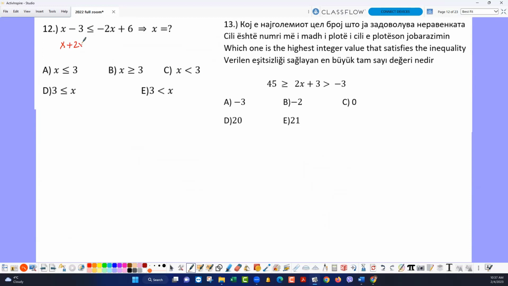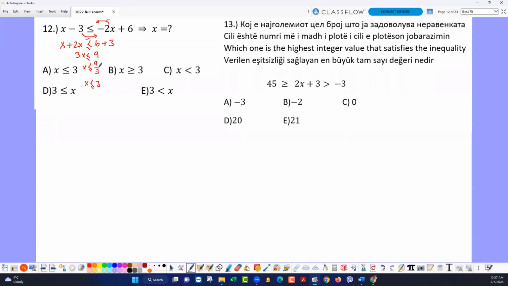x plus 2x is here less than 6 plus 3. When you send this one, you are going to make a minus, which is minus 2x when sent to the other side. Minus 2x, it's going to be plus 2x. Minus 3, it's going to be plus here. And plus 3, it's going to be on this side. This is 3x less or equal to 9. And x is less or equal to 9 over 3, or x is less or equal to 3.